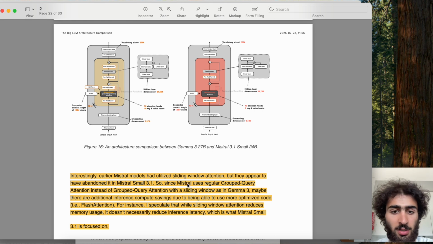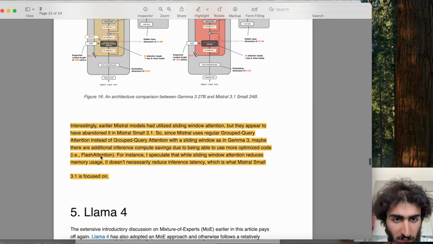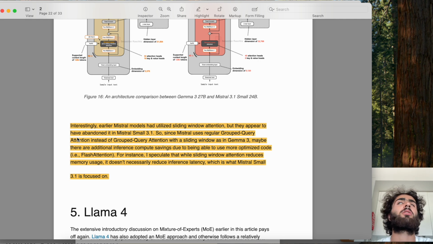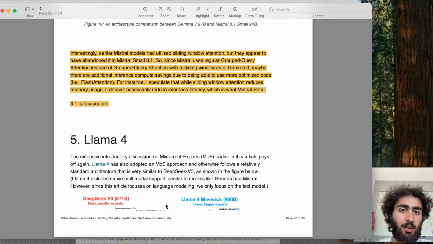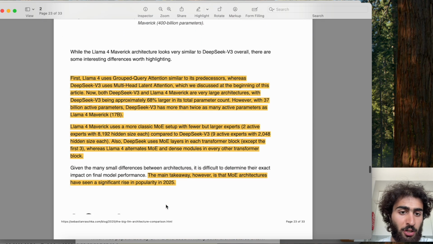So since Mistral uses regular grouped query attention instead of grouped query attention with the sliding window, as in Gemma 3, maybe there are additional inference compute savings due to using more optimized code, such as fused kernels with flash attention. And furthermore, sliding window attention is more of a memory usage reduction technique as opposed to a latency enabler. So this is what Mistral 3.1 Small focused on. That is to say, improving inference token generation.